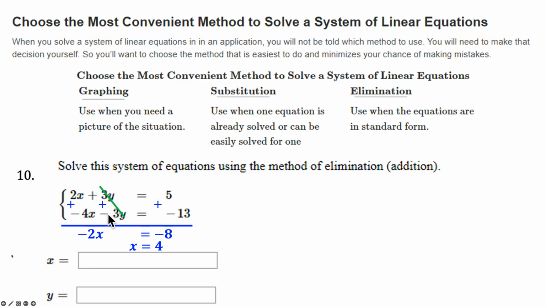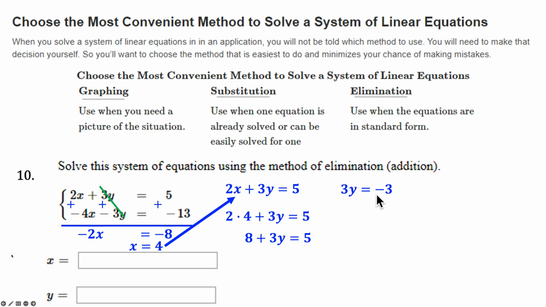Now take one of the original equations. Personally, I look for an easy x term. This one's positive. I'm going with this one. Try to stay away from negatives. Take the 4, put it in for x. 2 times 4 is 8. Subtract the 8 from the 5. That gives you a negative 3. Divide by 3. y equals negative 1. And there's my solution, 4, negative 1.